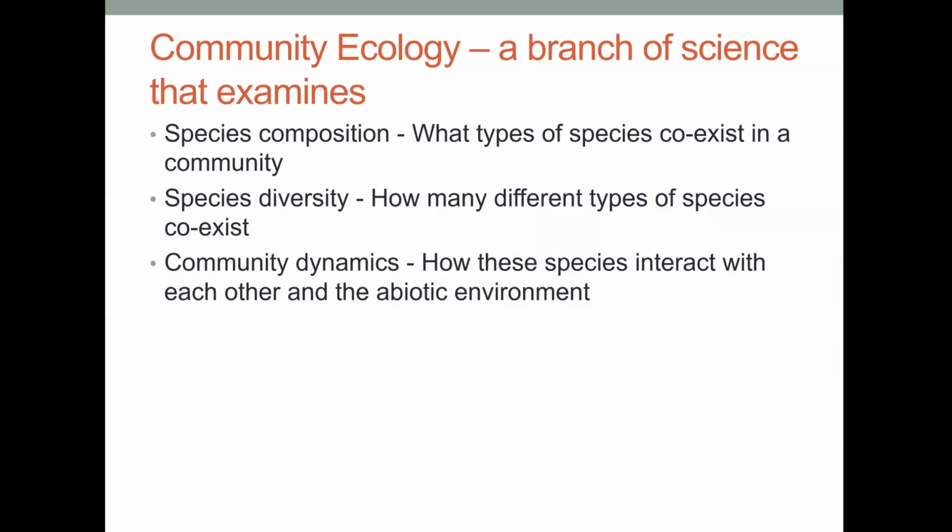This branch of science that looks at these interspecific interactions is called community ecology. And they really study three major things. The first two are kind of obvious, I think. The first one would be what species are actually there.